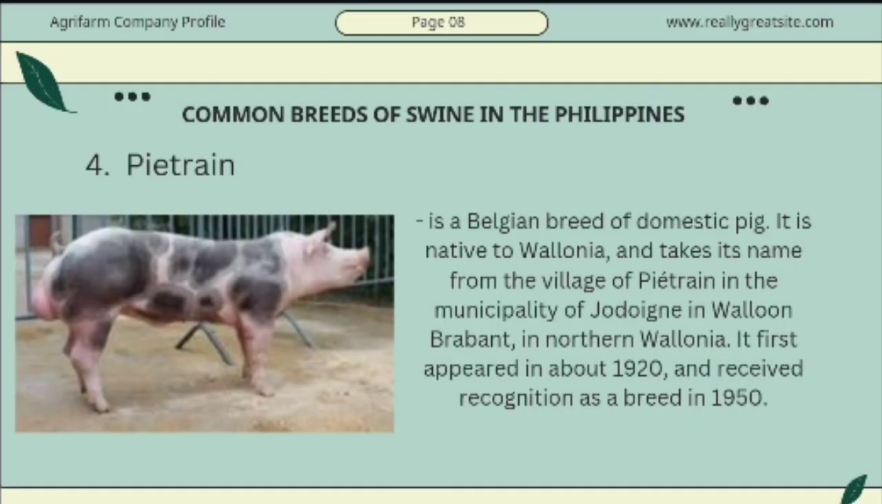Next is Piétrain. It is a Belgian breed of domestic pig. It is native to Wallonia, and it takes its name from the village of Piétrain in the municipality of Jodoigne in Walloon Brabant, in northern Wallonia. It first appeared about 1920 and received recognition as a breed of swine in 1950.